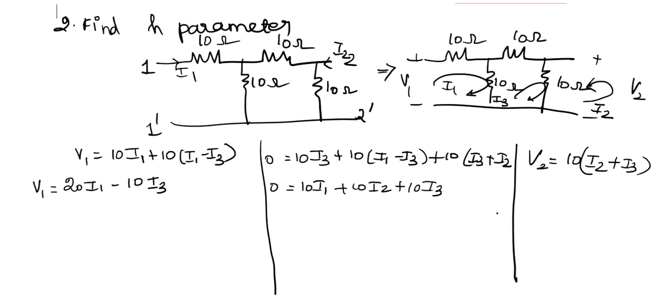And I made a mistake. It is not I1 minus I3, it is I3 minus I1, because I1 current is dominating the second loop. Sorry for that mistake. So you are getting, where is it?